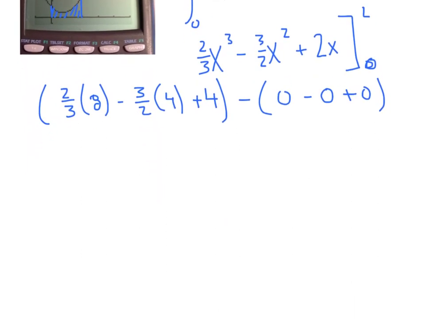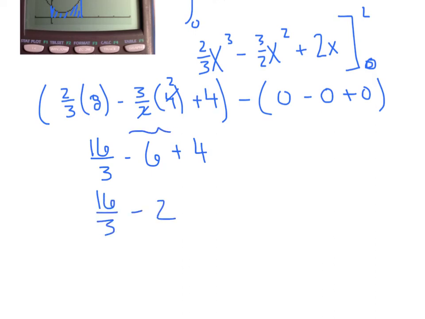And let's see, 2/3 of 8 is going to be 16/3, minus, let's see, that turns into a 2, so I got minus 6 plus 4. 16/3 minus 2 if I combine these, and that's really 6/3. So how about 10/3 for my total net area of the region that was sitting up here?